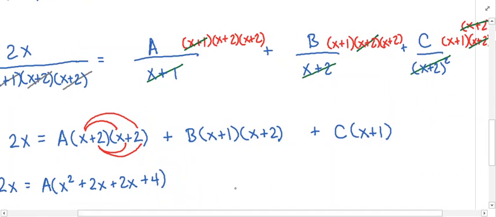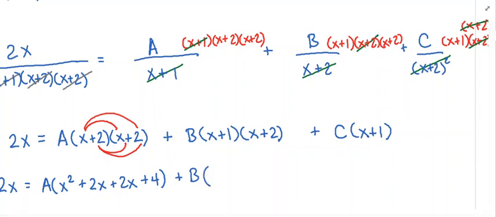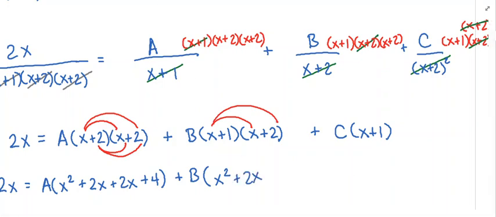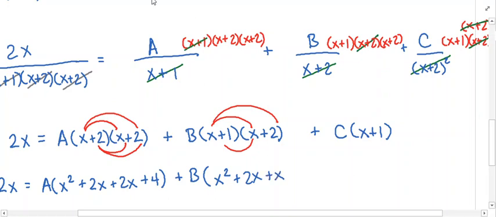Then I'll move on to the b part. I'm going to leave the plus b, leave the b out front. I'm going to multiply out these other guys. So FOIL it out. I'm going to get x squared plus 2x plus 1x plus 2.